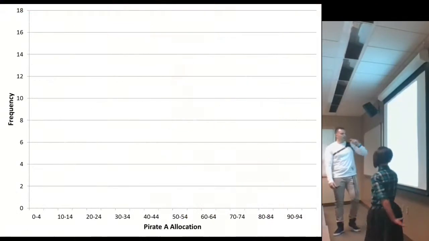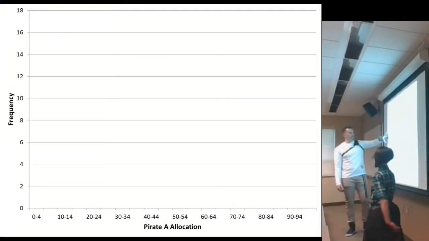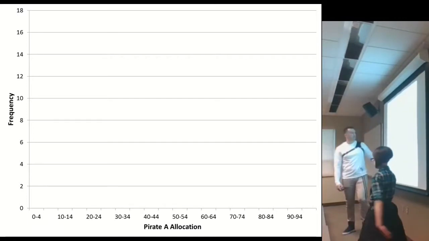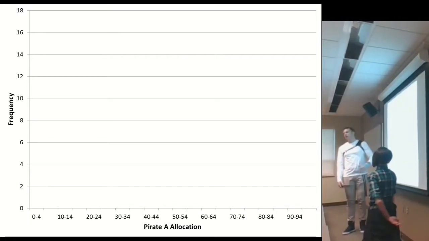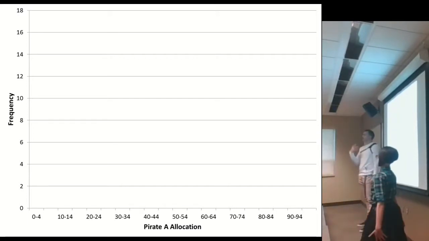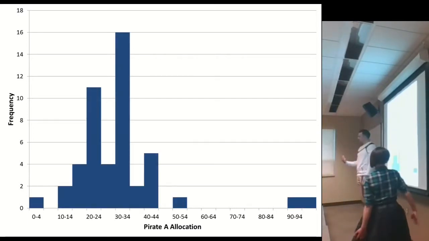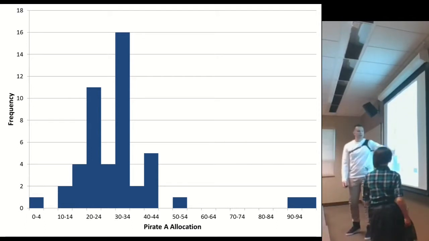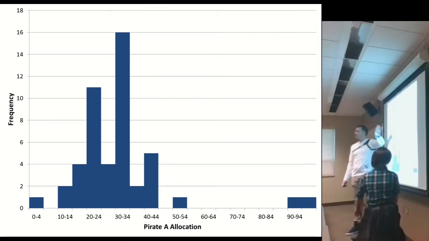And this is from a previous class, but as you can see, we got Pirate A allocation down on the x-axis. We got the frequency with which it occurred up here on the y-axis. And these bars here, these are the descriptive solution. So this is the descriptive behavior. So this is what subjects actually did.